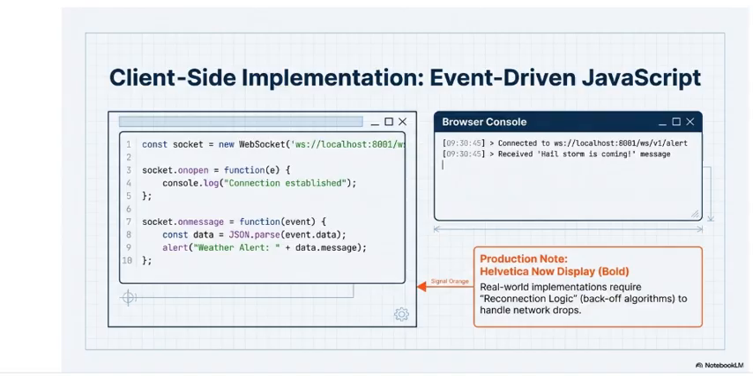Wait, the browser doesn't automatically try to reconnect? Not at all. If you don't write the code to handle that, your app just dies silently. The screen freezes. You have to implement what's called an exponential back-off algorithm. Why exponential? Why not just retry every second?